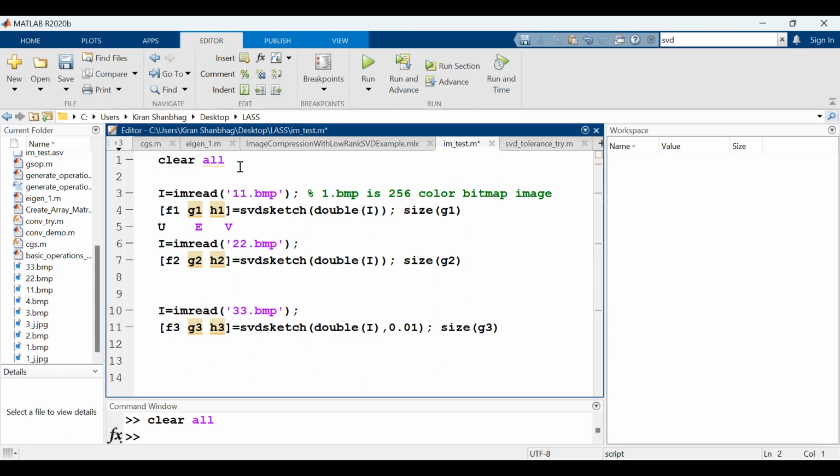Now keep a look at the color space. These are BMP, 256 color BMP images. Now what does a singular value decomposition do? Singular value decomposition of an image returns three matrices, right? See here the names given are F, G, and H, which in your notebook you studied as U, then the singular matrix, and then V. First there is a matrix U, then there is the singular value matrix, and then V.